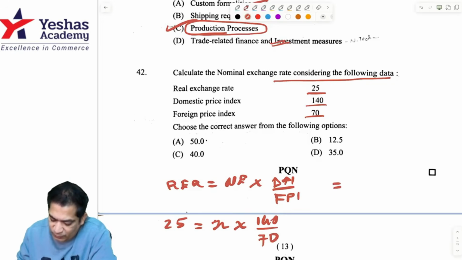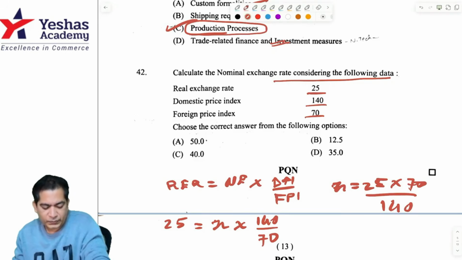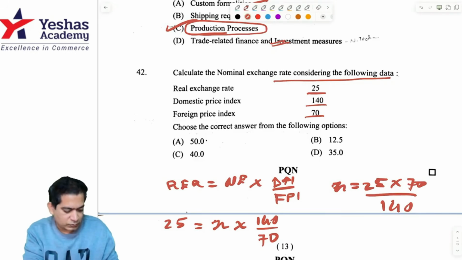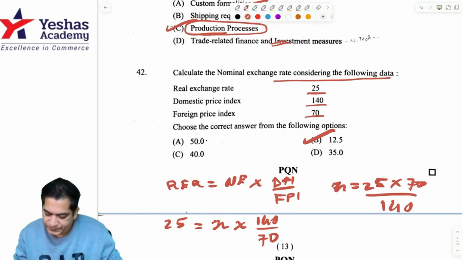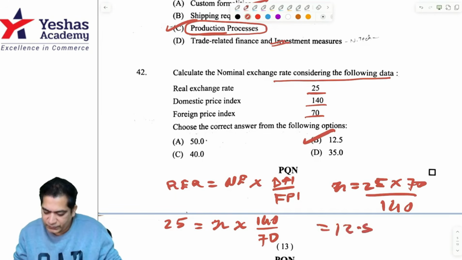So can we calculate the value for X? So X will be equal to 25 into 70 divided by 140. So 25 into 70 divided by 140, you will get 12.5 as the answer. 12.5.